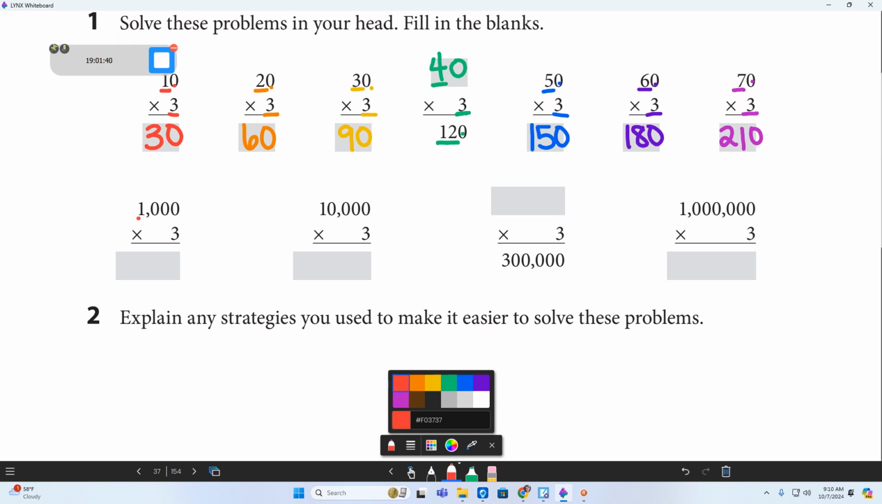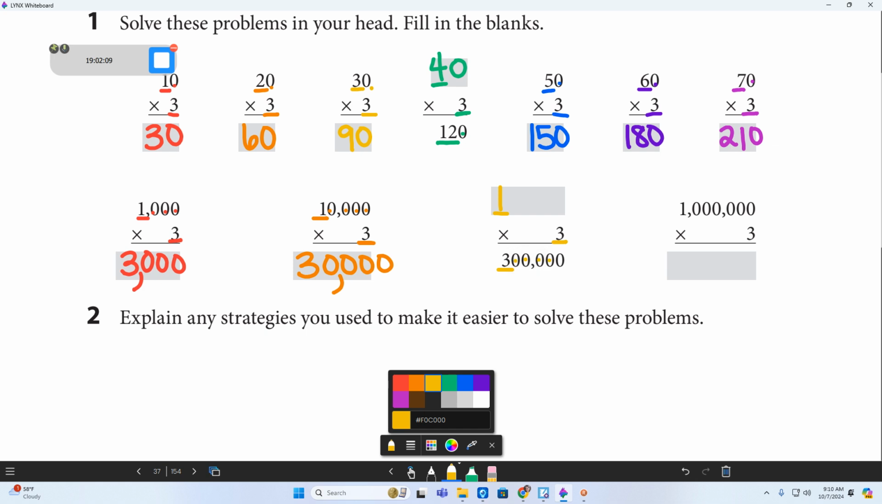1 times 3 is 3. 3 in the problem, 3 in the answer. 1 times 3 is 3. 4 in the problem, 4 in the answer. What times 3 is 3? And I know the answer is 1. 1 times 3 is 3.